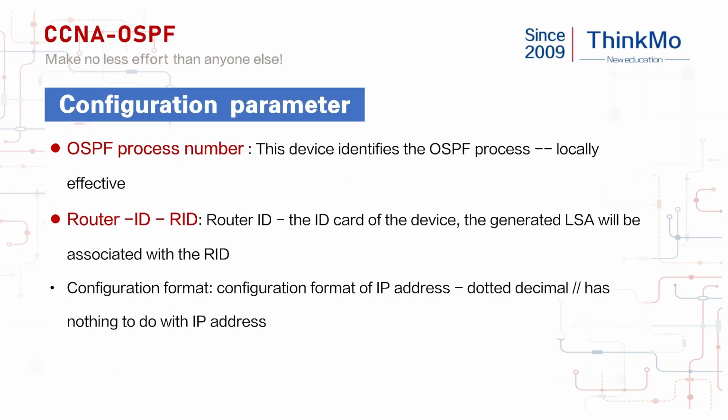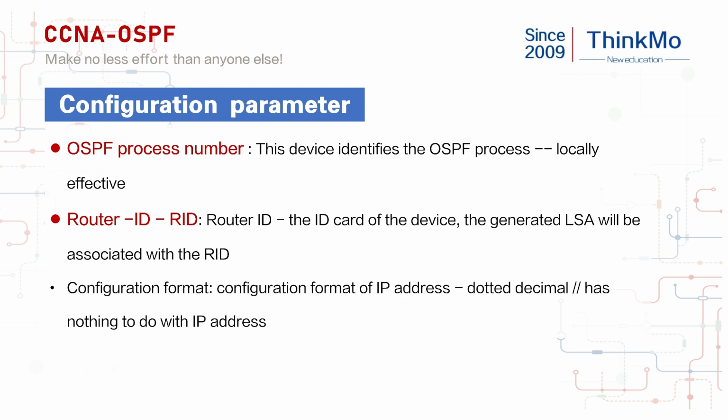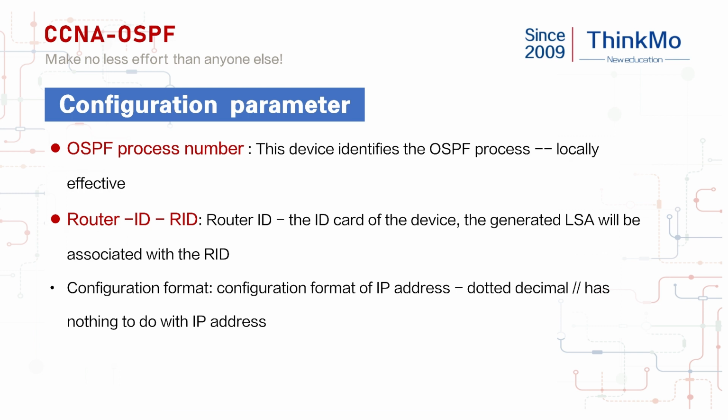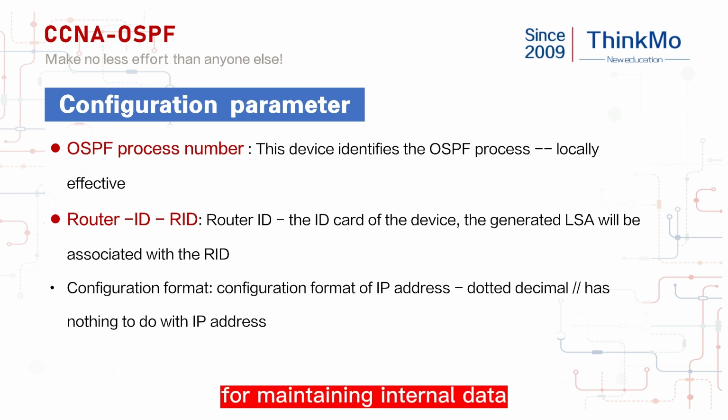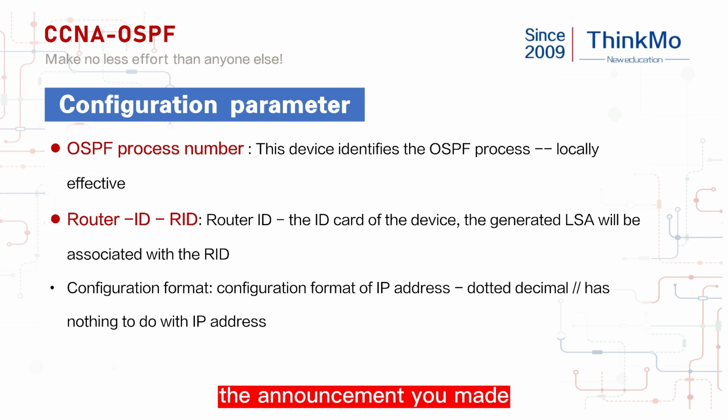OSPF is the same. You enable OSPF on the device. You can understand it as software on the router. This software is called OSPF. Then this software has to occupy a process in the device. It needs to call some hardware performance inside for calculation. Then there will be a special space for maintaining internal data. We call it a process. Under this process, information about all your interactions, the configuration you made, and the announcements you made will be owned by the process. It will help you maintain and calculate.